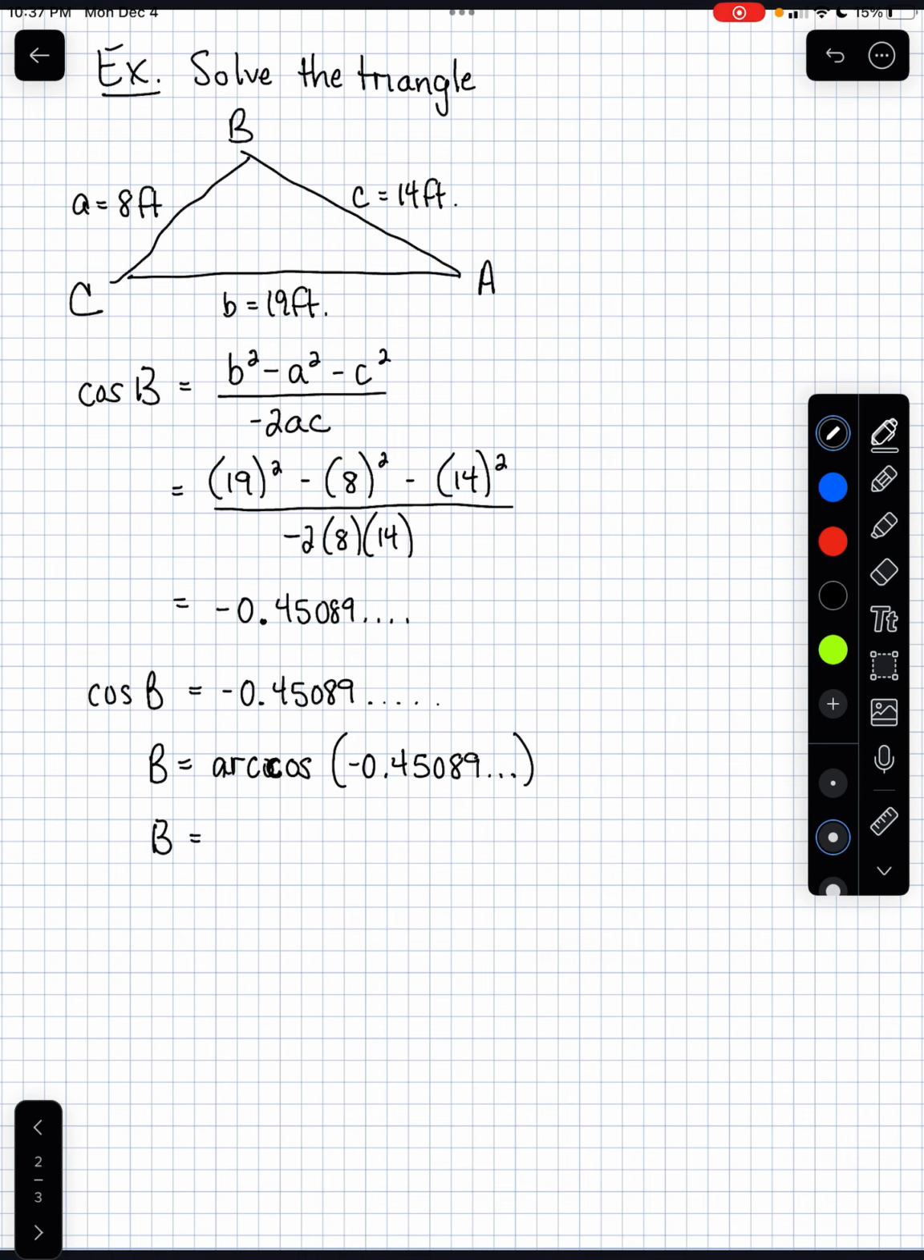So we go to our calculator and we do the arc cosine of our previous answer. And that comes out to be 116.800, etc. degrees. And now it is acceptable to round it. And given the 2 zeros after the 8, we can probably get away with calling it 116.8 degrees. And that is the measure of angle B.